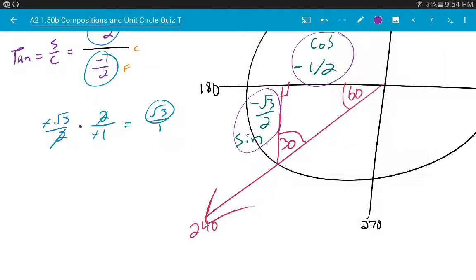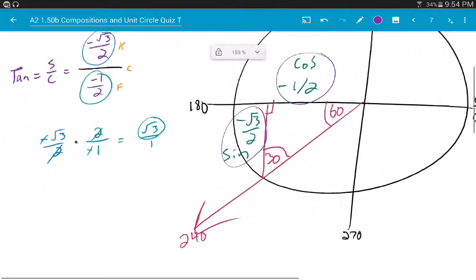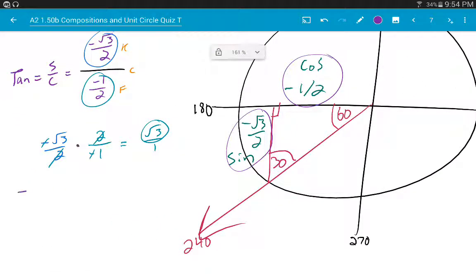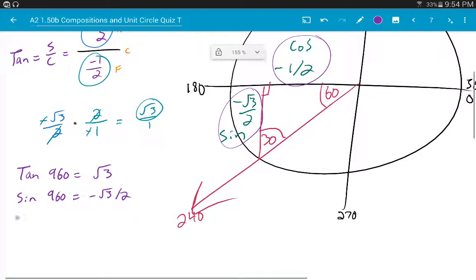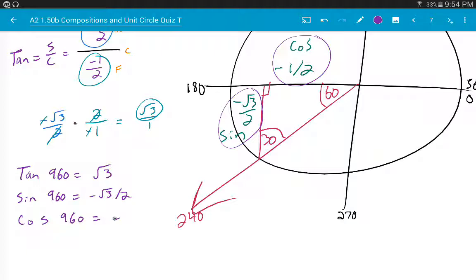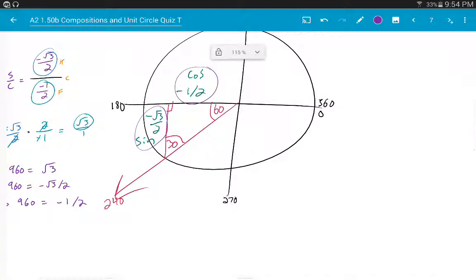So let's state all these with respect to the original angle, which was 960 degrees. I would say in any order that tangent of 960 is equal to radical 3. I would say that sine of 960 is equal to negative radical 3 over 2. And I would say that cosine of 960 is equal to negative 1/2. And that would be your final answer for that whole question.